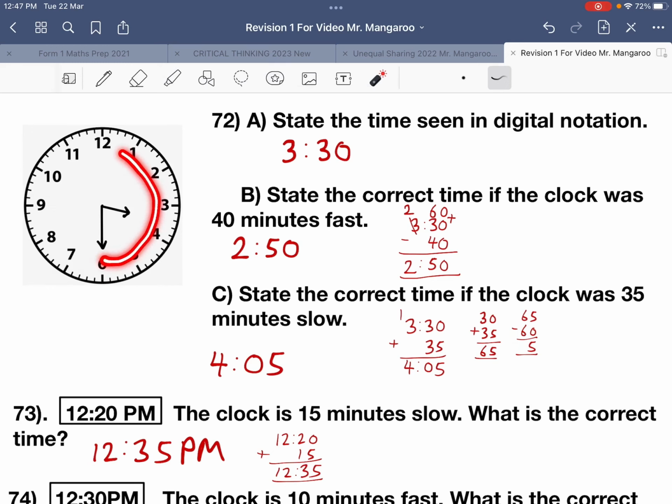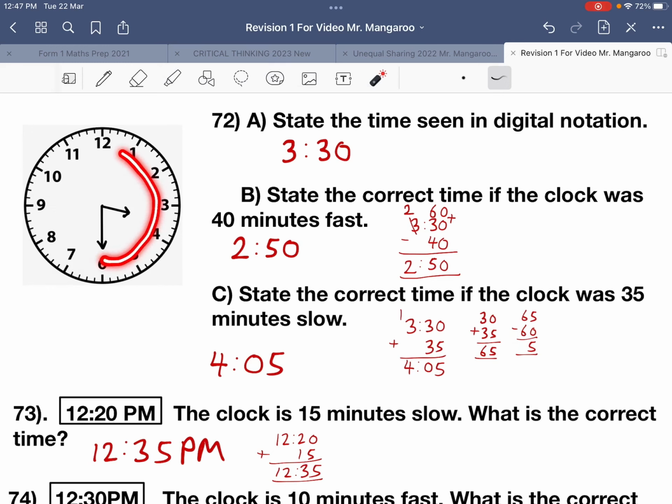So what we can do here is we can subtract. You can see 3:30 take away 40. Since 30 can't take away 40, we borrow from the hour. We bring it across as 60, because each hour is 60 minutes. 60 plus 30 is 90, so that's 90 take away 40 will give us 50. And 2 take away 0 is 2.